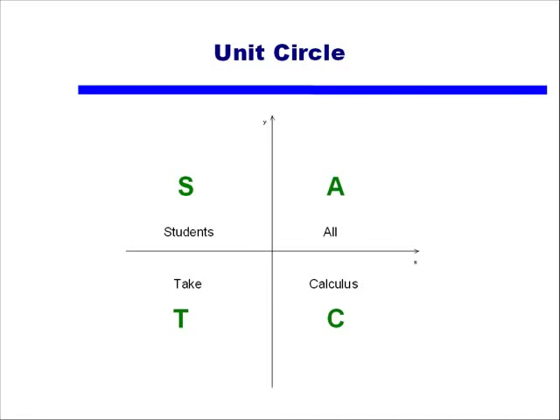This also includes cosecant, secant, and cotangent. In quadrant 2, sine is positive, as is cosecant, since cosecant is the reciprocal of sine. In quadrant 3, the tangent and cotangent are positive, and in quadrant 4, cosine and secant are positive.